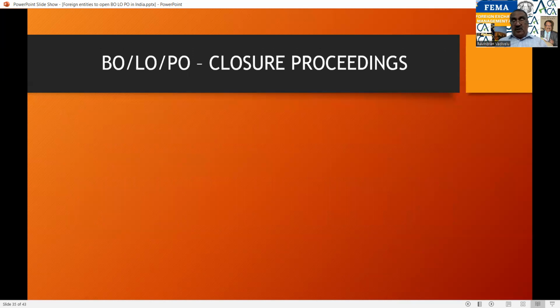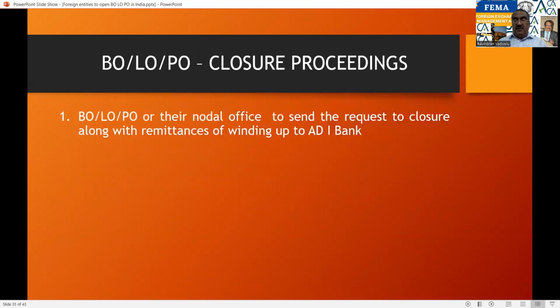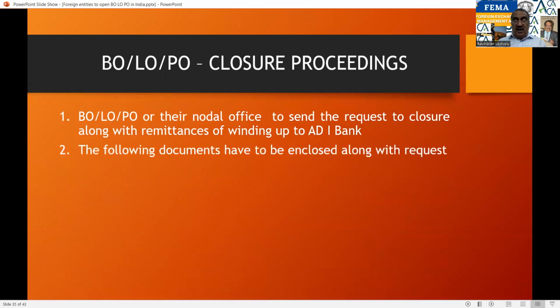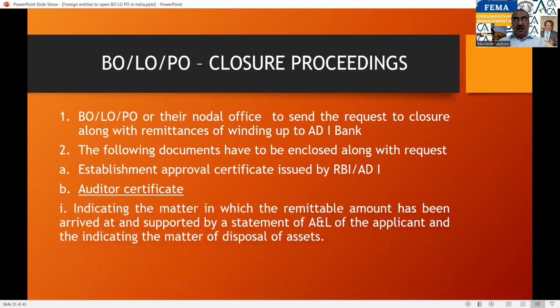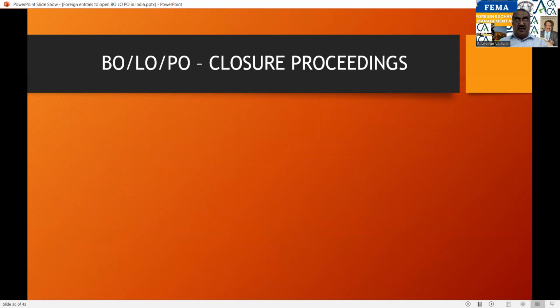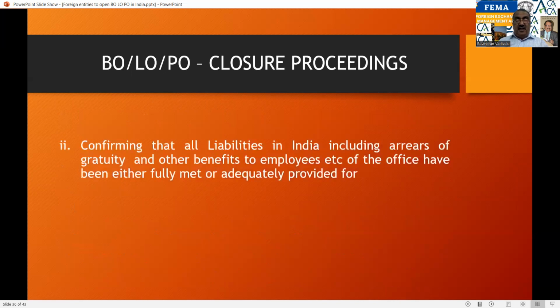And what are the closure procedures? So, the normal thing: who has given the permission? It is the authorized dealer. So you have to apply only to the authorized dealer to close the liaison office, branch office, or project office. For that, you have to submit documents. Initially, approval has been given, and that approval certificate you have to enclose, and an auditor certificate is also to be submitted to indicate the remittable amount supported by assets and liabilities and indicating the manner of disposal, how you are going to dispose of the assets.